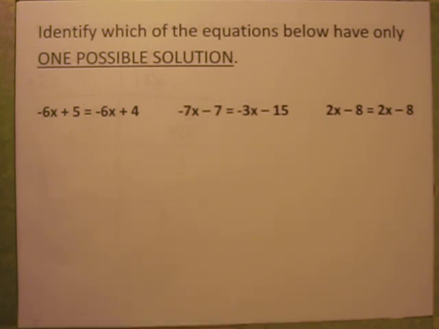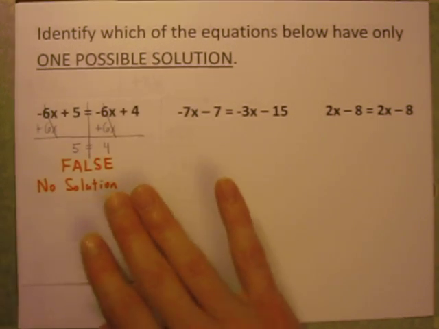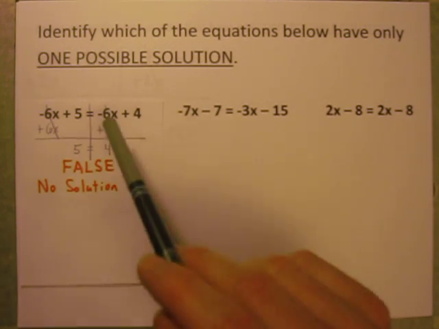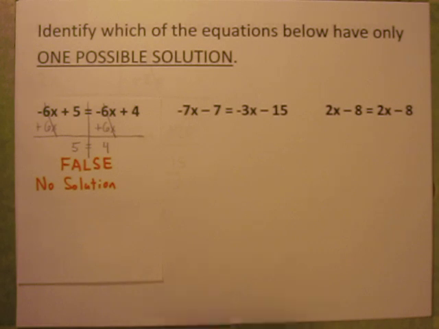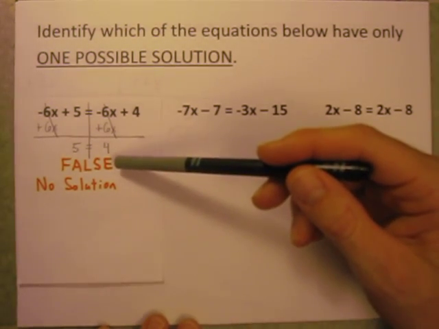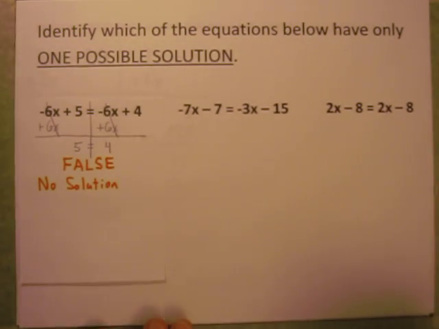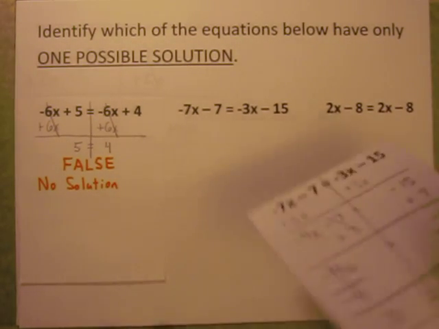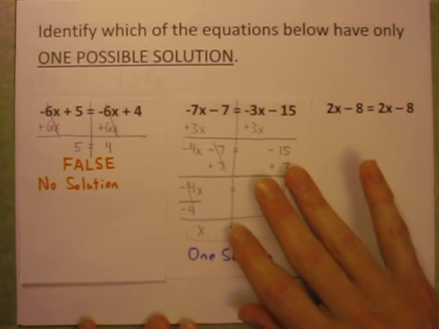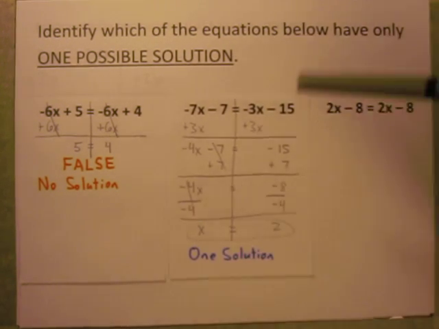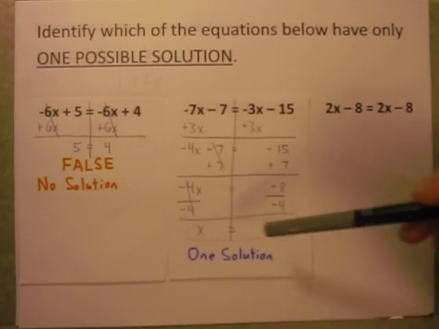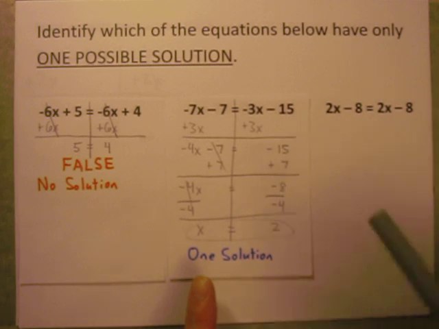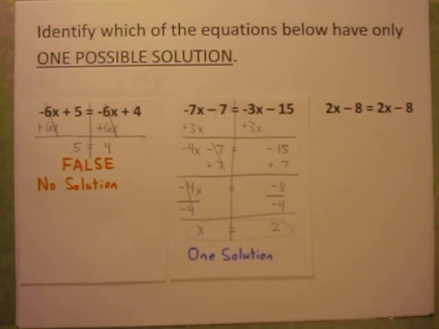If you were to actually try to solve these, you'd get rid of the x terms and end up with 5 is equal to 4, which obviously is a false equation. That's a false statement. So in this case, this is actually no solution. If you solve the second one, going through the same process I did at the start of the video on that equation, get the x's on one side, numbers on the other, you end up with x is equal to positive 2, which is going to be one solution. One solution, just like we predicted.